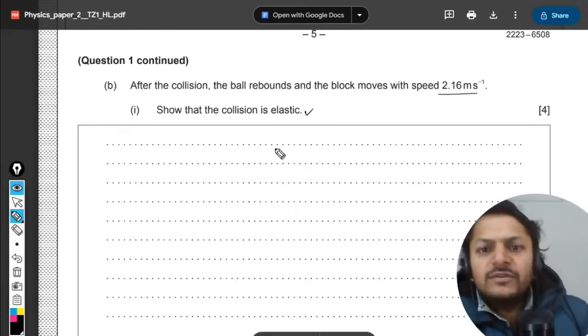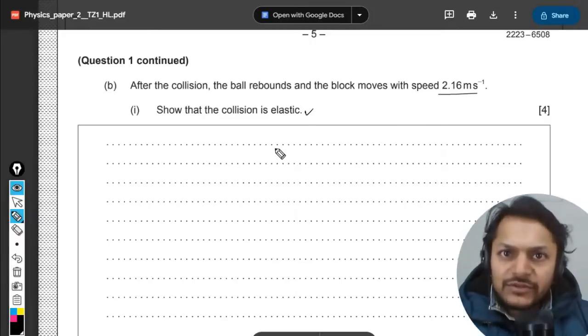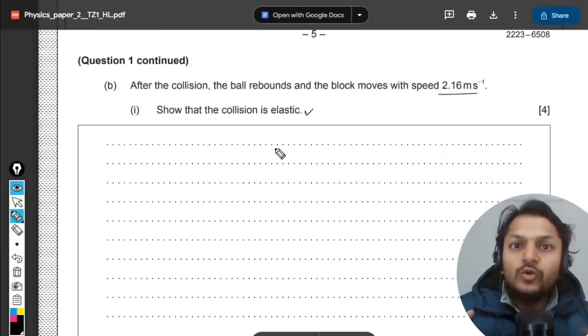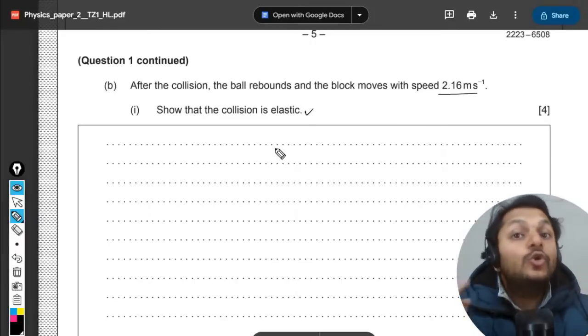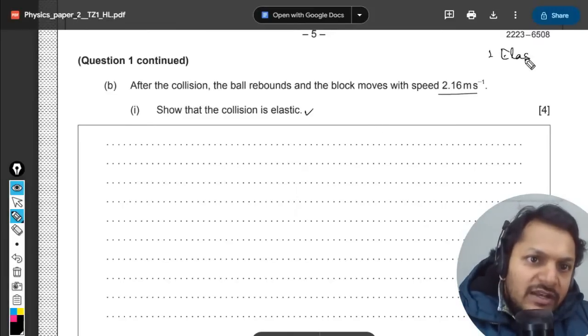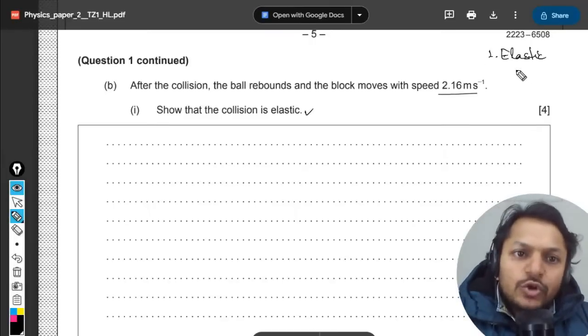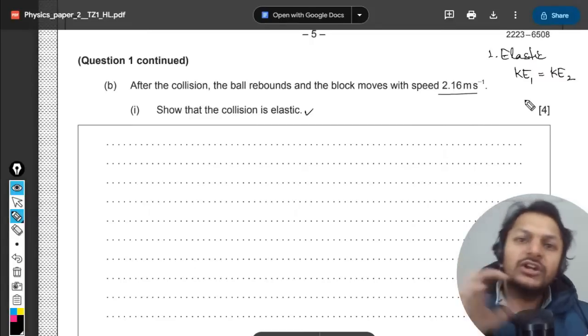Before that, we must understand what elastic collisions are. Collisions are of three types. Number one, elastic. Number two, inelastic. And number three, totally inelastic. So an elastic collision is the one in which there is no loss of kinetic energy. So we will show that the total kinetic energy before the collision is equal to the total kinetic energy after the collision. And we're talking about the total system.